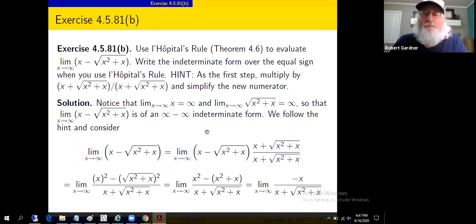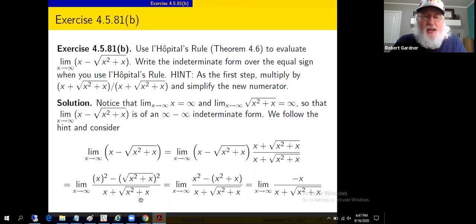And this is one of them. All right, well, let's follow the hint and see what happens. So we'll take the given limit, we'll multiply by this thing over itself. When you do that, hey, look, this is kind of the form a minus b times a plus b. So when we FOIL it out, the center terms cancel, and we'll get the first term squared minus the second term squared. Okay, that'll get rid of the square root.